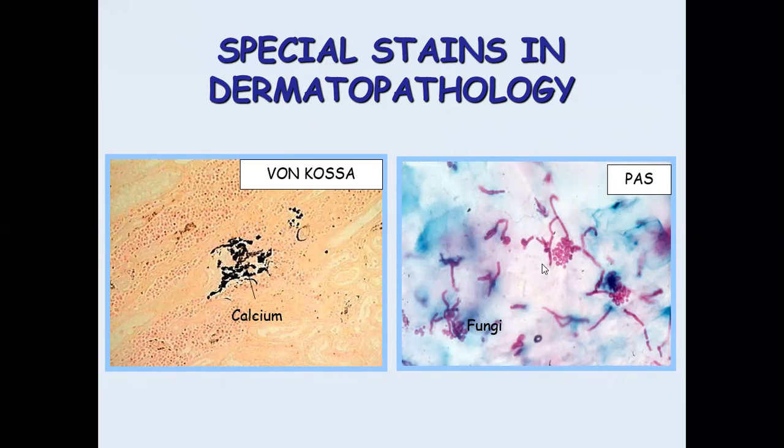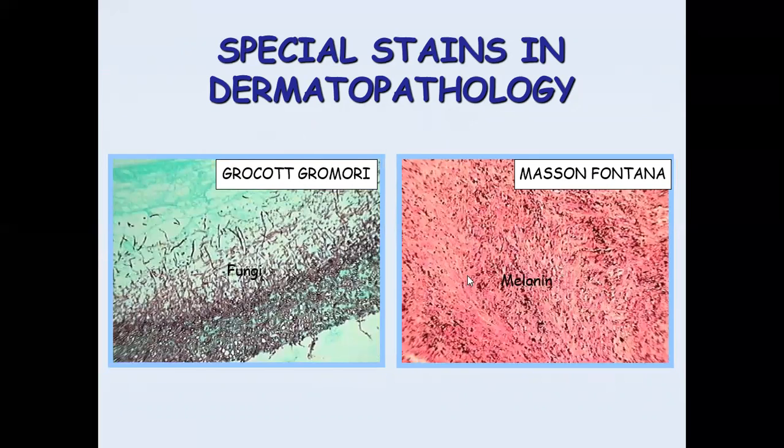PAS stain is a commonly used stain for fungi, and here you see the hyphae as well as the spores. Another stain which is used is Grocott stain for staining the fungi. Grocott stains the fungi black. Masson Fontana is another special stain which we less commonly use now because we use immunohistochemistry stains, and Masson Fontana is used to stain melanin.